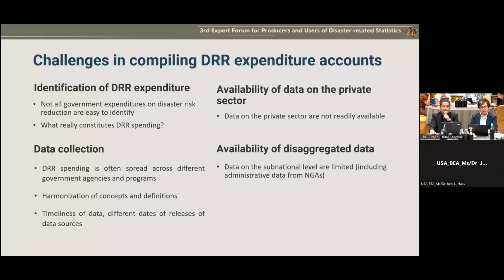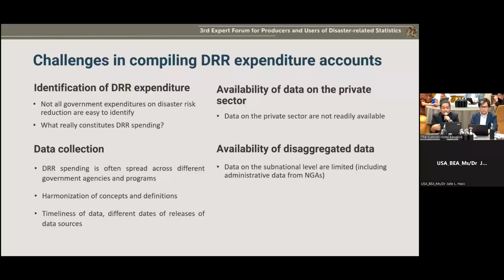So next, under challenges would be data collection. So under data collection, we have DRR spending is often spread across different government agencies and programs. So since the data on DRR are fragmented, a strong institutional setup and good data sharing practices are needed for the collection of data. So next, under data collection, the harmonization of concepts and definitions.